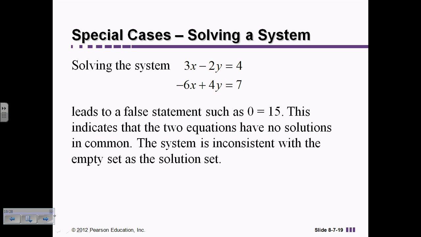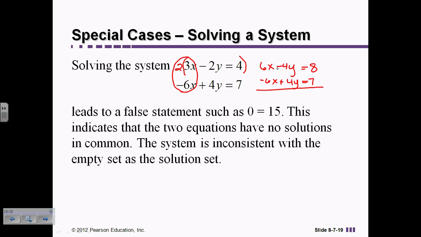Okay, so here are a couple of special cases. If we look at this problem, I'm going to go for the x's, and I'm going to try and get my x's to be the same. And in order to do that, I'm going to have to multiply this top equation by 2. So that means, remember, that you have to multiply the entire equation by 2. If I do that, I get 6x minus 4y equals 8. And on the bottom, I get negative 6x plus 4y equals 7.